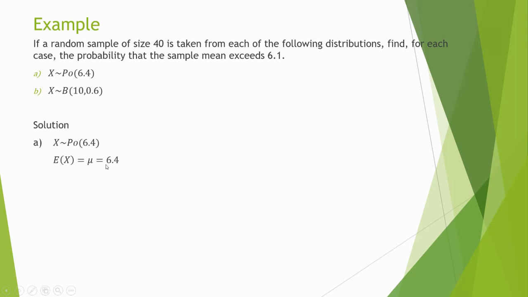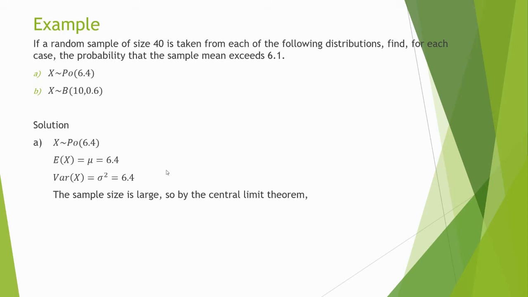So the mean mu is 6.4, and the variance sigma squared is 6.4 as well. Why is it equal? Check back in your lecture notes on the Poisson distribution. The sample size is large, so by using the central limit theorem, we find the expression for the normal distribution. So x bar has mean 6.4, and sigma squared is 6.4 divided by n, 40. Now x bar is normally distributed with mean 6.4 and variance 0.16.